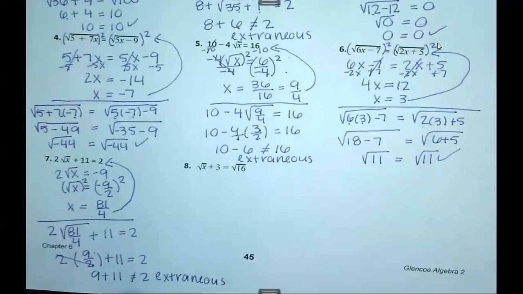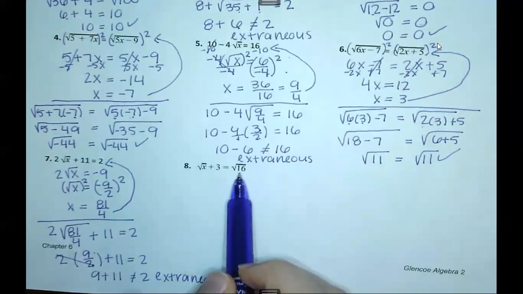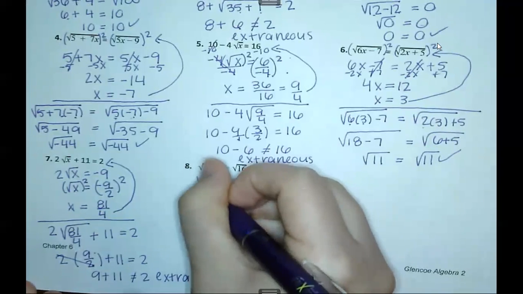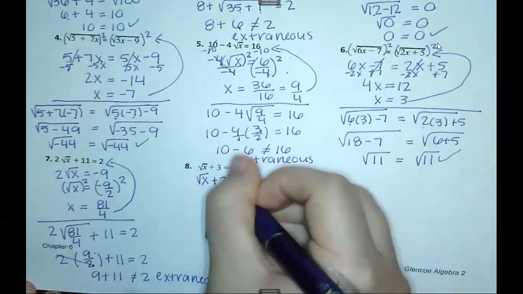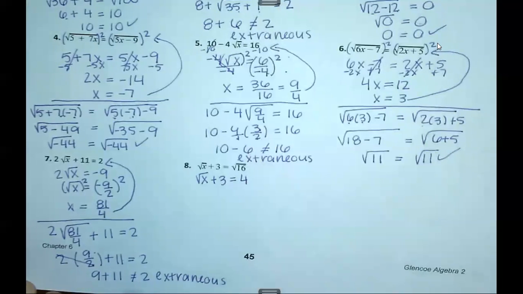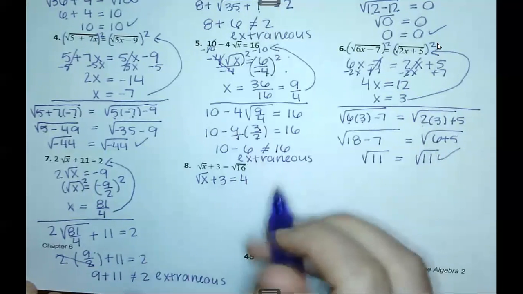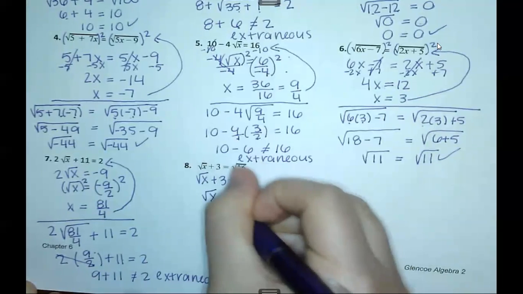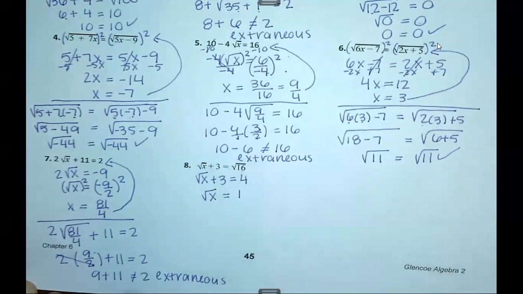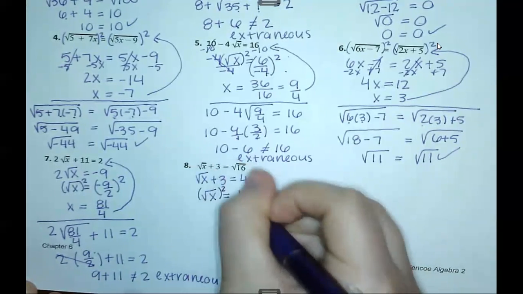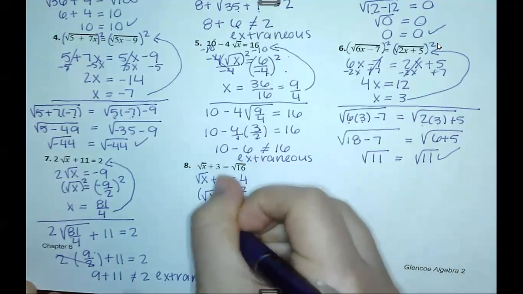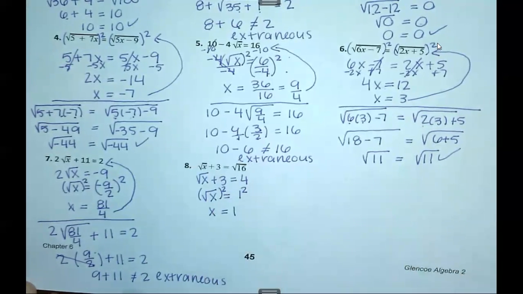All right, last example like these. So I need to get the square root of x by itself. This is similar to number 1 because there actually is a square root of 16. So I can rewrite this as the square root of x plus 3 equals 4. I would then move the 3 over and end up with the square root of x equals 1. I now want to get rid of the square root, so I square both sides, and I end up with x equals 1.